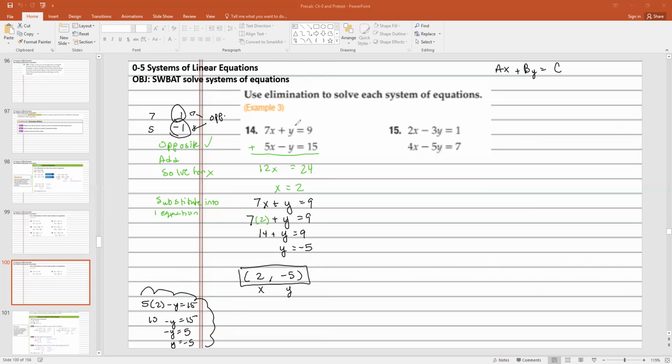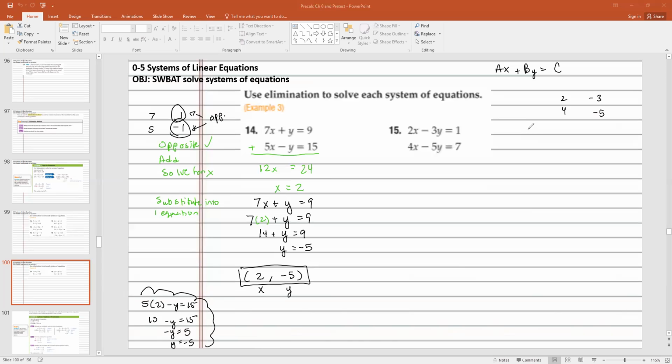Okay, so let me show you one where we don't have any coefficient of 1. So number 15, yeah, it looks good. Let's look at number 15. So here we don't have a coefficient of 1. Our coefficients are 2 and 4 for the x's. And for the y's, we have -3 and -5.